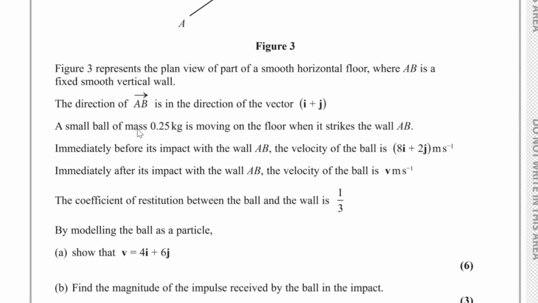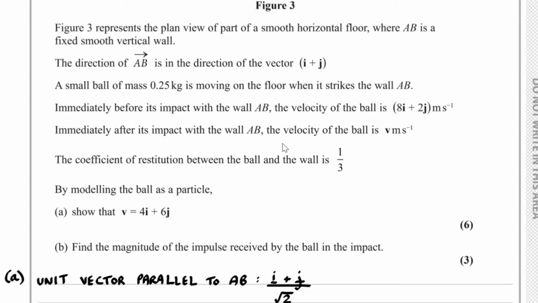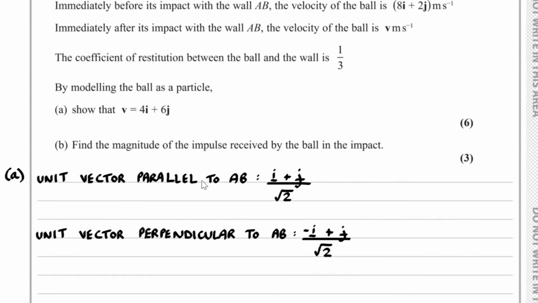Well, given this information about the direction of AB, the unit vector parallel to AB is (i plus j) over the square root of 2, and a unit vector perpendicular to AB will be (minus i plus j) over the square root of 2.